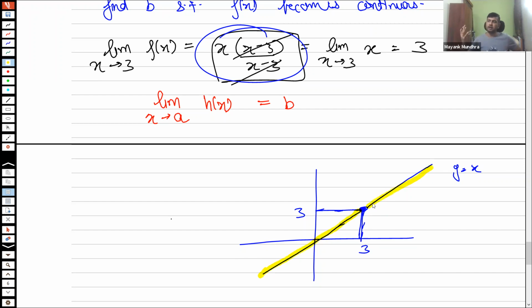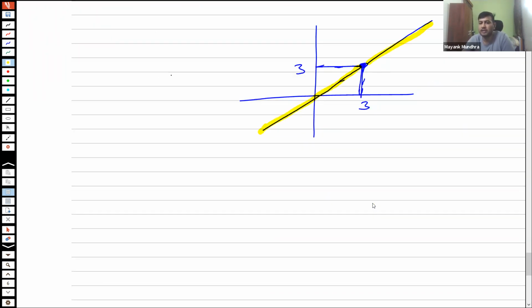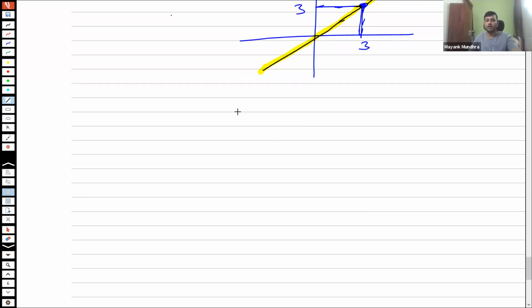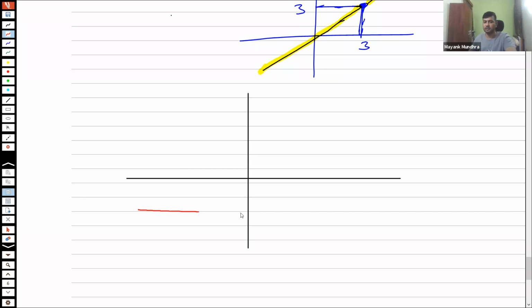I take some filling material and fill this pothole, and then I can remove this discontinuity. But I cannot remove a discontinuity which is essentially a jump discontinuity, like the Signum function. So the Signum function looks like this. To the positive side it is +1, to the negative side it is -1.